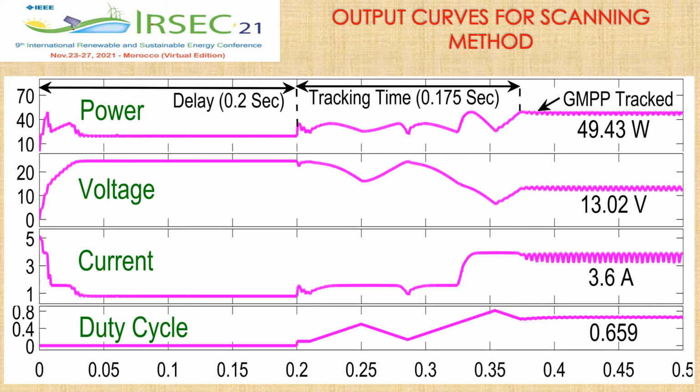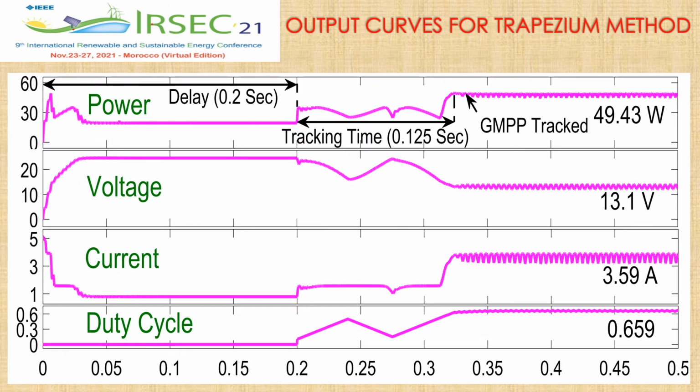This curves is for scanning method. In this case, the algorithm successfully tracked the GMPP at a tracking speed of 0.175 seconds. Tracking speed is higher than conventional algorithm because this method needs to scan the whole PV curve to find the GMPP. This curves is for trapezium method. Like the scanning method, this method also successfully tracked the GMPP with a tracking speed of 0.125 seconds, which is less than the scanning method.